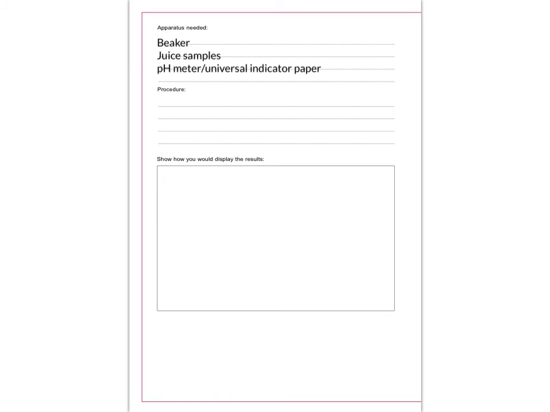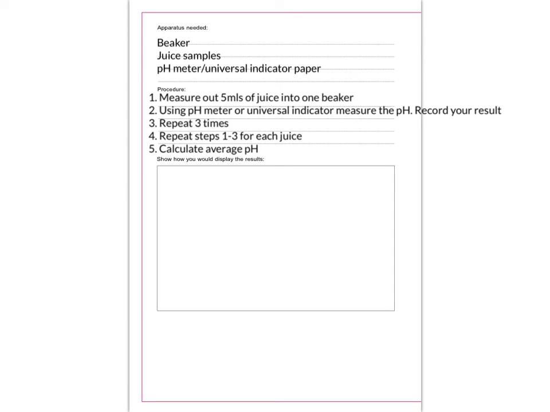So guys, we'd need the following apparatus for this. We'd need a beaker, we'd need juice samples, and we'd need the pH meter or universal indicator paper. So guys, our procedure would be the following. We would measure out 5 mls of juice into one beaker, and using the pH meter or the universal indicator, we would measure the pH and record the result.